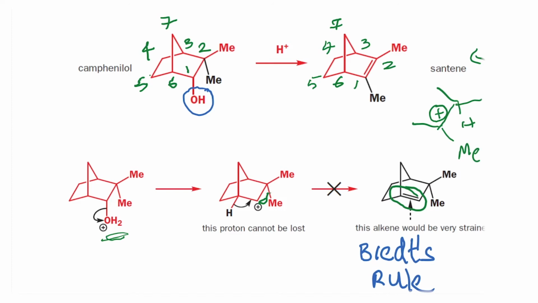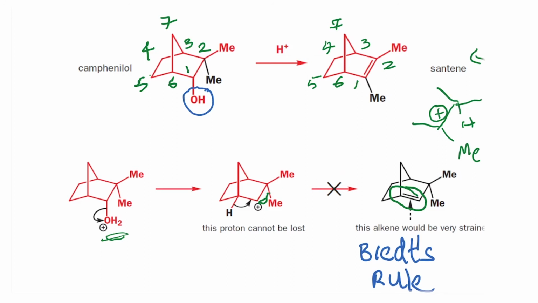That is, when there is an option of doing an elimination to give you a double bond at the bridgehead, that really doesn't happen. So this is something that you all need to watch out for. Instead, if there is a possibility of migration of the methyl group, it does that, and it can then subsequently give you the eliminated product.